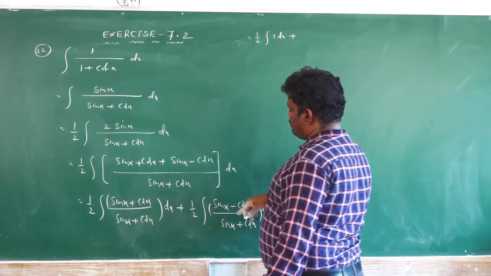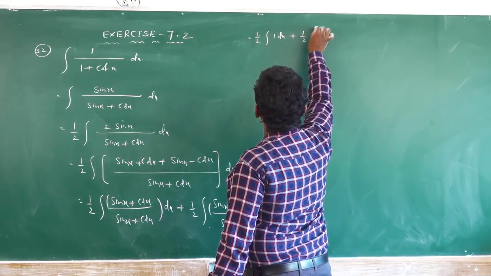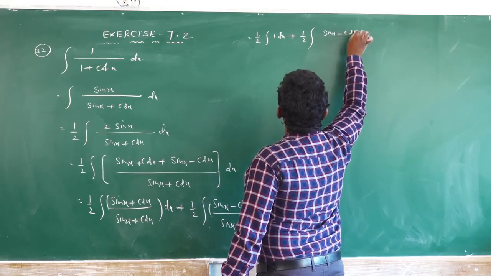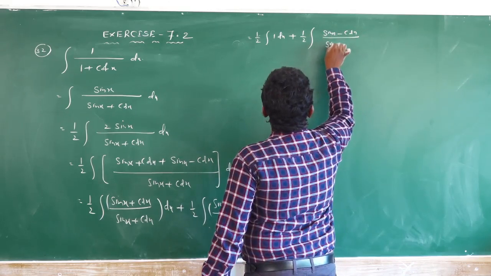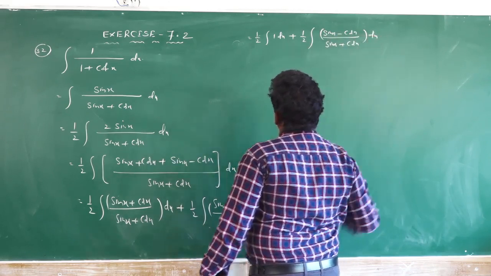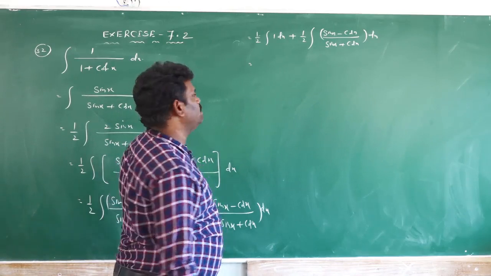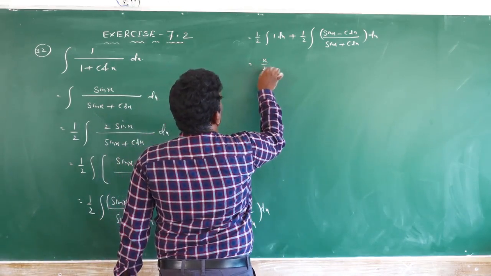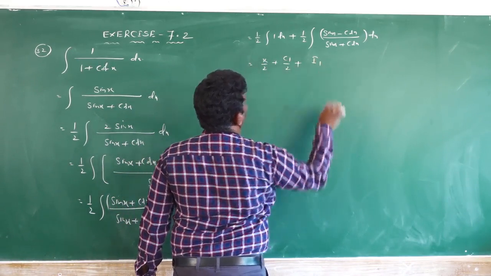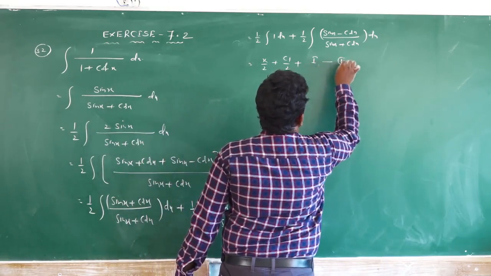this other part, where 1 by 2 is written as it is, integral of sin x minus cos x by sin x plus cos x dx. Next step, 1 by 2 integral of 1 means x, so we get x by 2 plus c1 by 2. Now if you consider this value as I, this is equation 1.